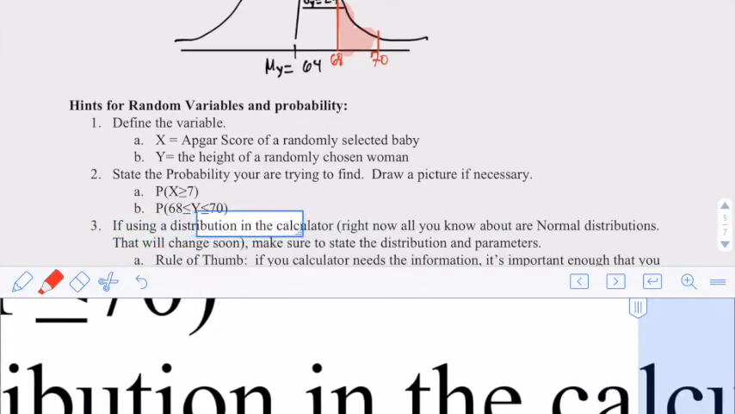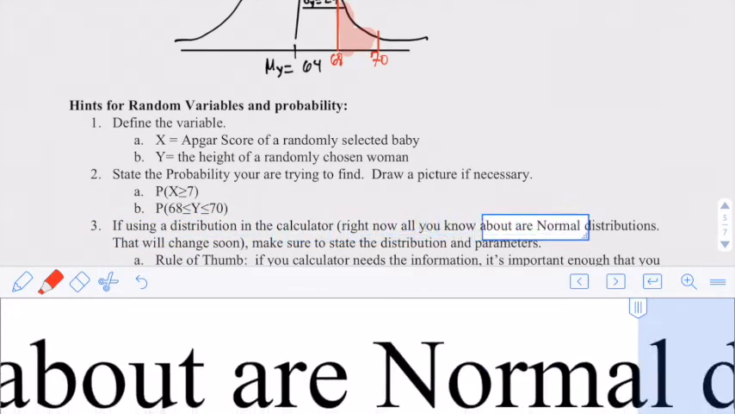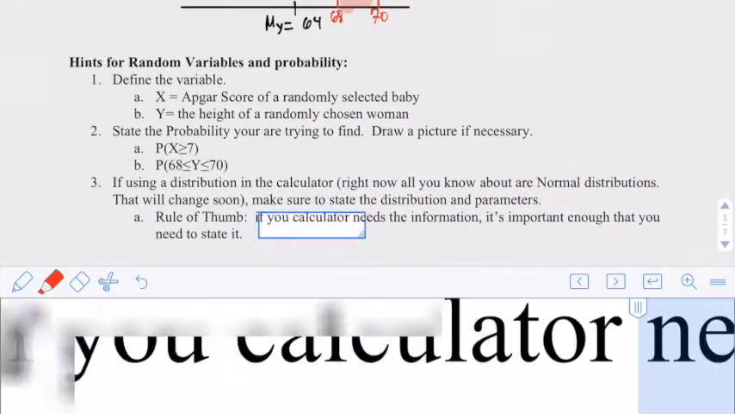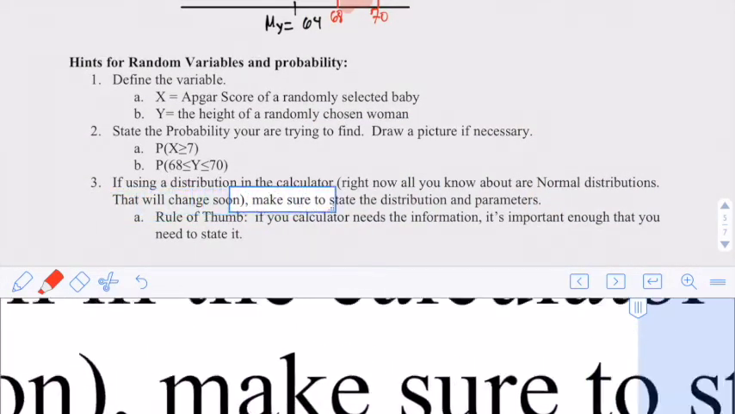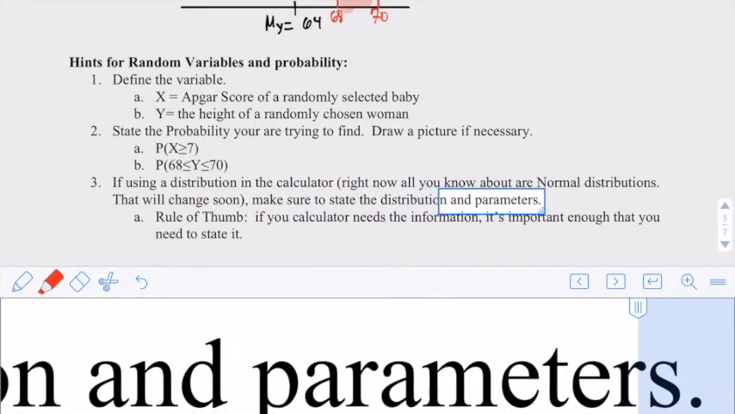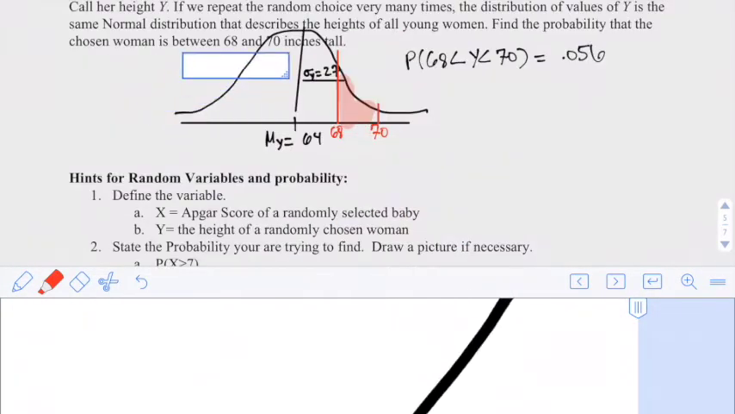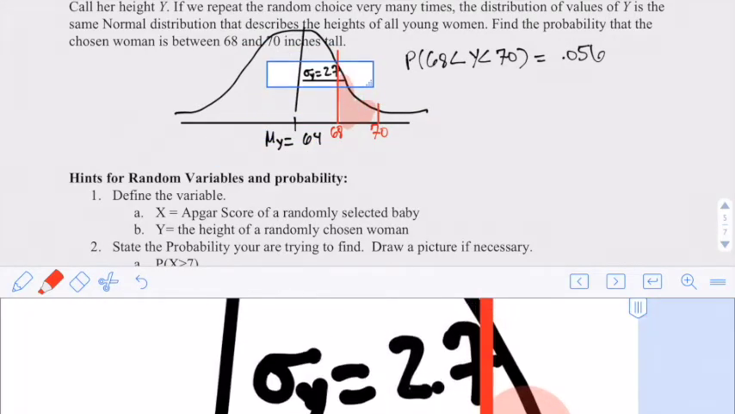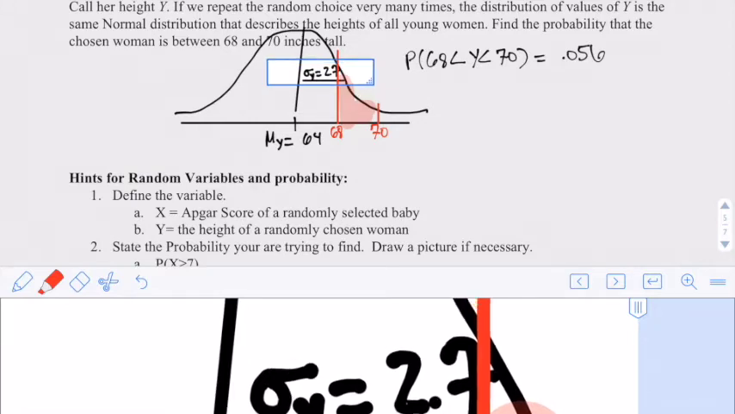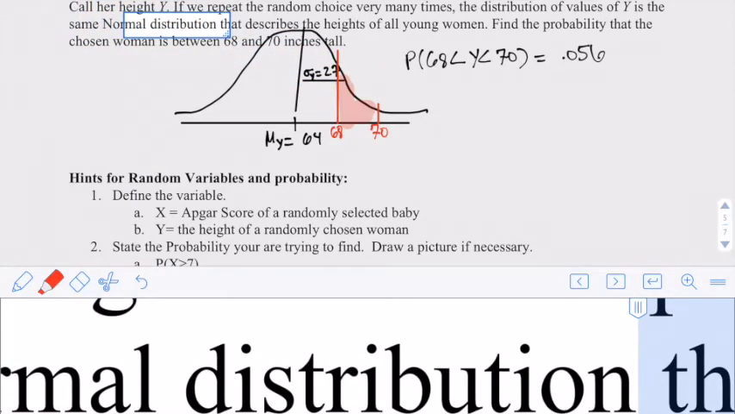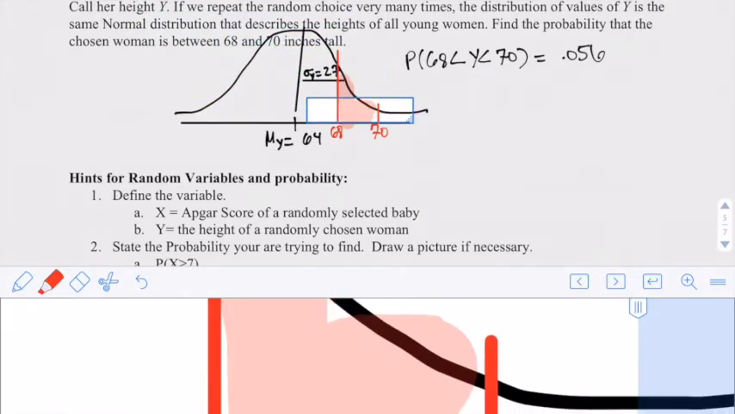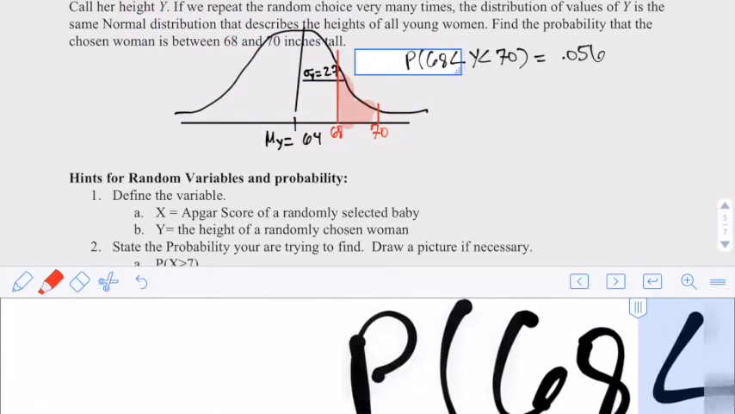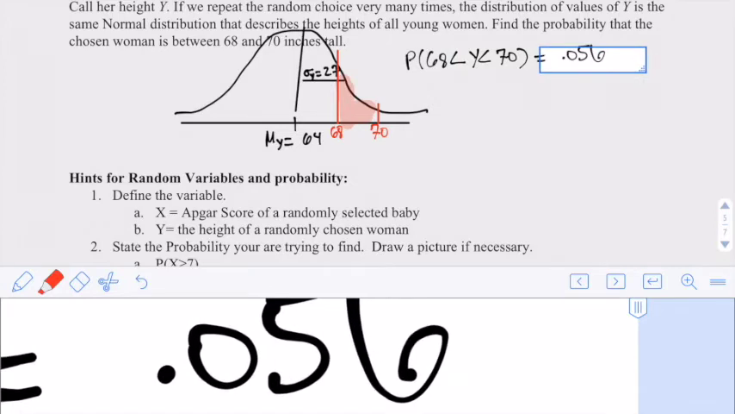If using a distribution in the calculator, right now you are using a normal distribution, which we did, we'll learn others, that will change. Make sure you state the distribution and parameters. So this is a normal distribution. Since I drew a picture and I labeled my mean and my standard deviation, that's enough. You have implied a normal distribution, so that's great. So we have our distribution, our parameters, mu and sigma. We have our probability statement and our probability. The only thing we should do after that is interpret the probability.